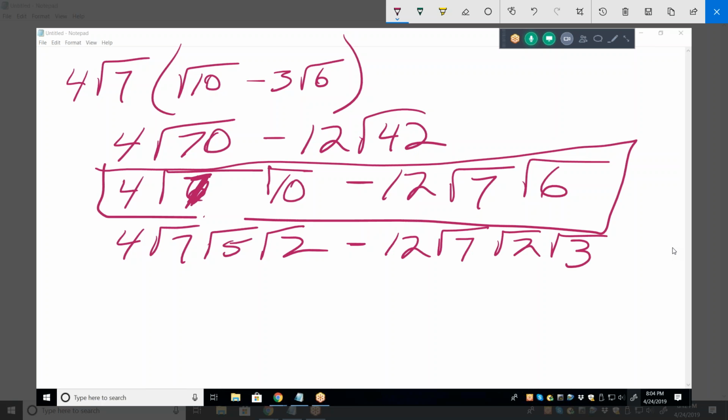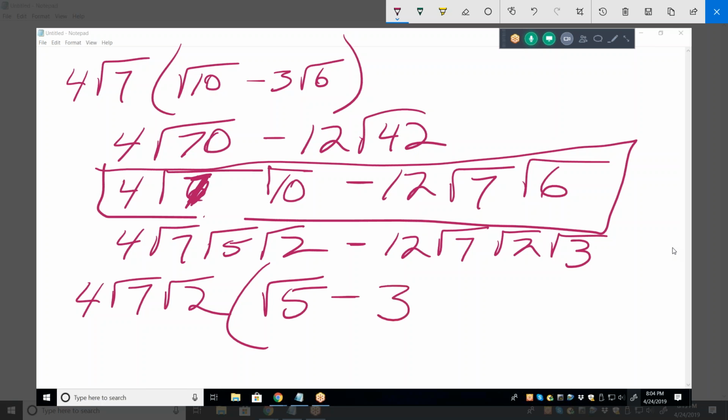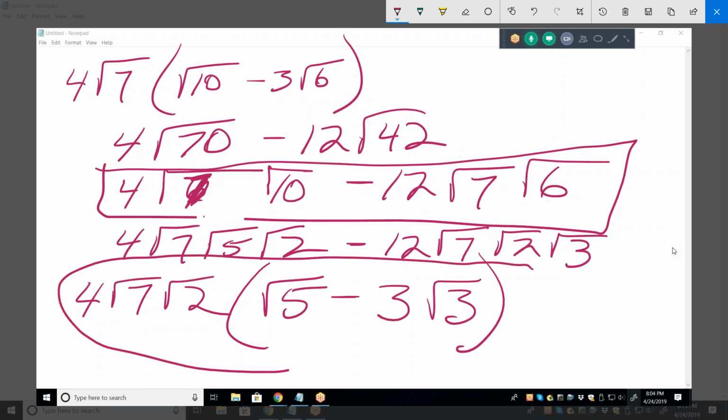There's the 3 prime factors. Now, I could take out a root 7, a 4 times a root 7 times a root 2. So if I were to look for the greatest common factor, it would be that. What's that leave behind? Root 5 over there, 3 there, and root 3 there. So we can turn it into that, but I'm not sure that that's any better than what we started with.